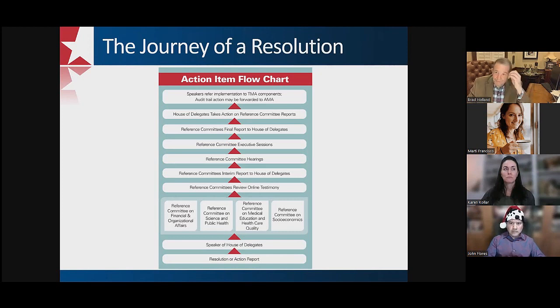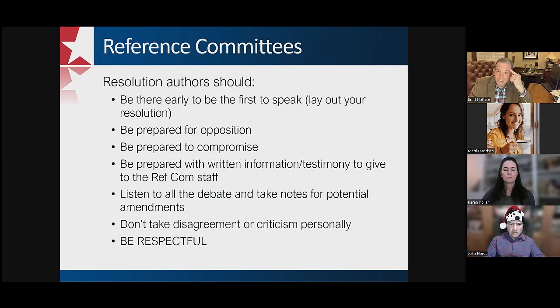Let's talk a little bit about the reference committees themselves. So if you're giving testimony within the reference committees, of course, you should be one of the first to speak. You want to get your version out first, why you did this, and it's most appropriate for the author to speak early in the process. Of course, you should be prepared for opposition and think this through a little bit. What are people saying who don't like this resolution? This is old-fashioned debate. You need to give both your points forward and then be prepared to refute those that are against you.